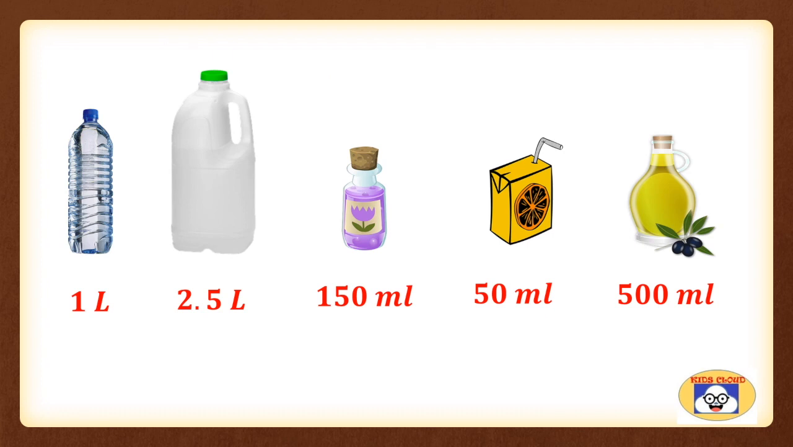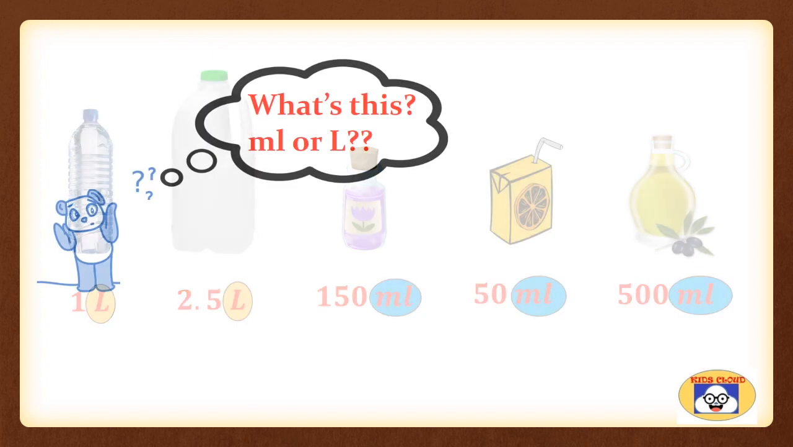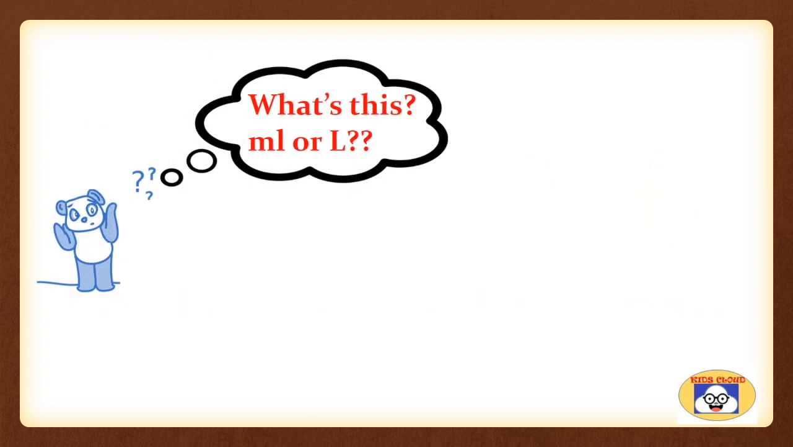Here, we have expressed the volume in the different containers using abbreviations, either L or ml. So what is the significance of these? Let's talk more about it. So what is this ml or L? ml stands for milliliter and L stands for liter.